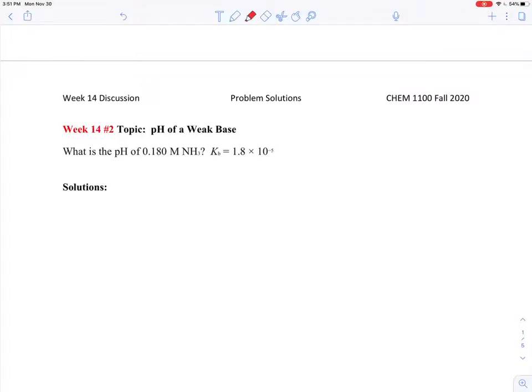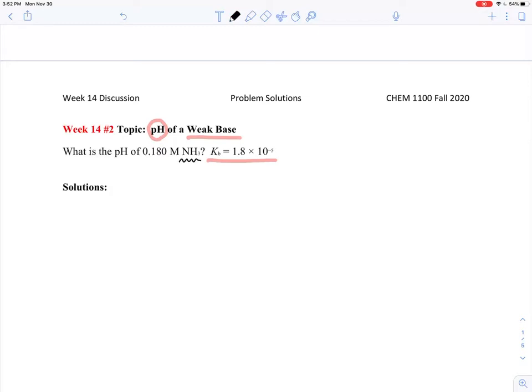Okay, so this is week 14, number 2. Once again, we are talking about a weak base whose Kb value is small, and they want to calculate the pH value. So this is talking about weak dissociation, a small amount of dissociation from the base to generate the alkaline compound, which is OH minus here.